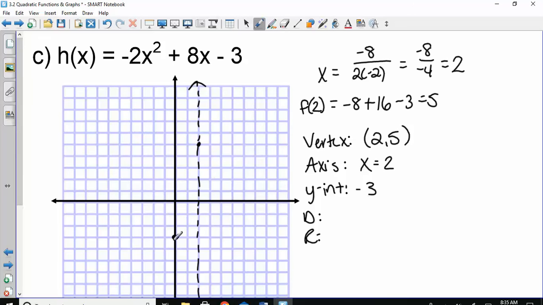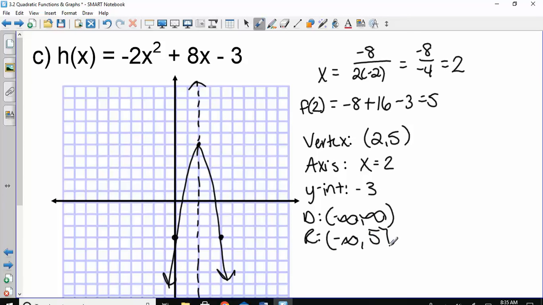Right, y-intercept is negative 3, so that's 2 away from my axis of symmetry. So go to the other direction. Why did I go to the other direction? Domain is always negative infinity, positive infinity. The range this time is negative infinity to our maximum. So negative infinity to 5.